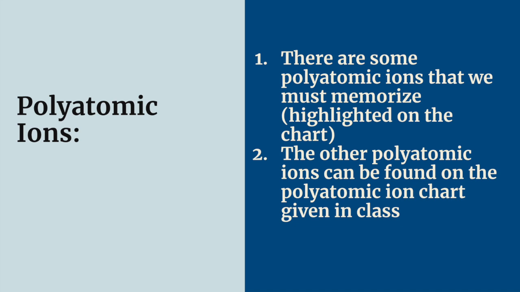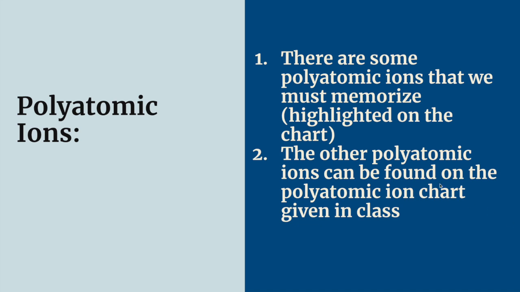Polyatomic ions are a little more tricky. So there's like lots of different layers. Some polyatomic ions we're expected to memorize. Those are the ones that we highlighted on the polyatomic ion chart that we were given in class. So if you see a polyatomic ion in an ionic compound and you recognize it, you write the name as is. If you don't recognize it, there's two things you can do.